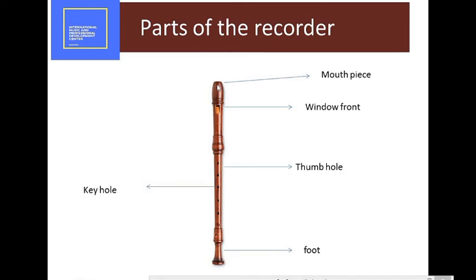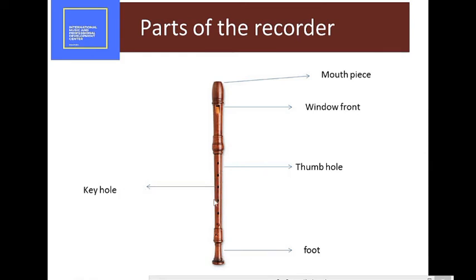Now look, this part is called the mouthpiece. This part is called the window front. Now behind you have a single hole. That's called the thumb hole. But I would like to call it the left thumb hole, because it's the left thumb that is always placed there. Remember, the upper part of the recorder is held by the left hand. So the left thumb is placed behind whenever you're playing the recorder.